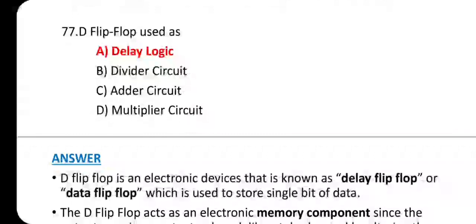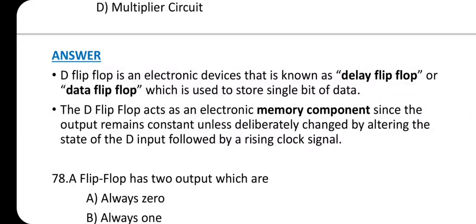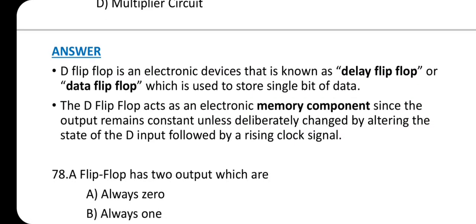Question number 77. D flip-flop used as, answer is option A, delay logic. D flip-flop is an electronic device that is known as delay flip-flop or data flip-flop, which is used to store a single bit of data. The D flip-flop acts as an electronic memory component since the output remains constant unless deliberately changed by altering the state of the D input followed by a rising clock signal.